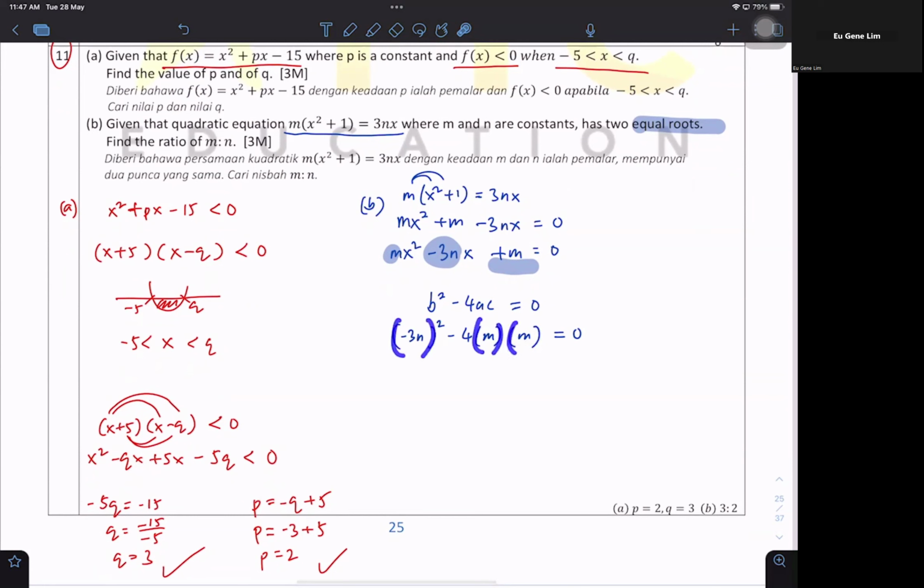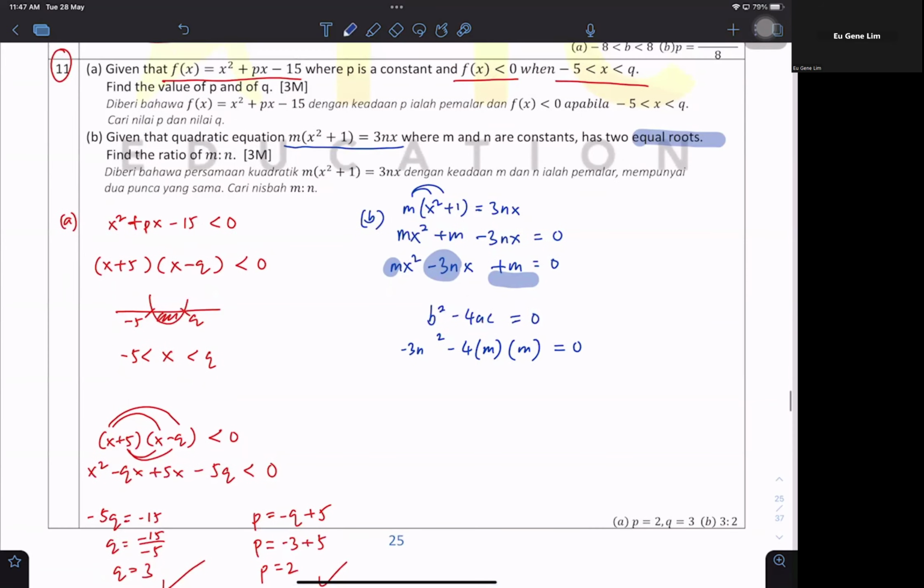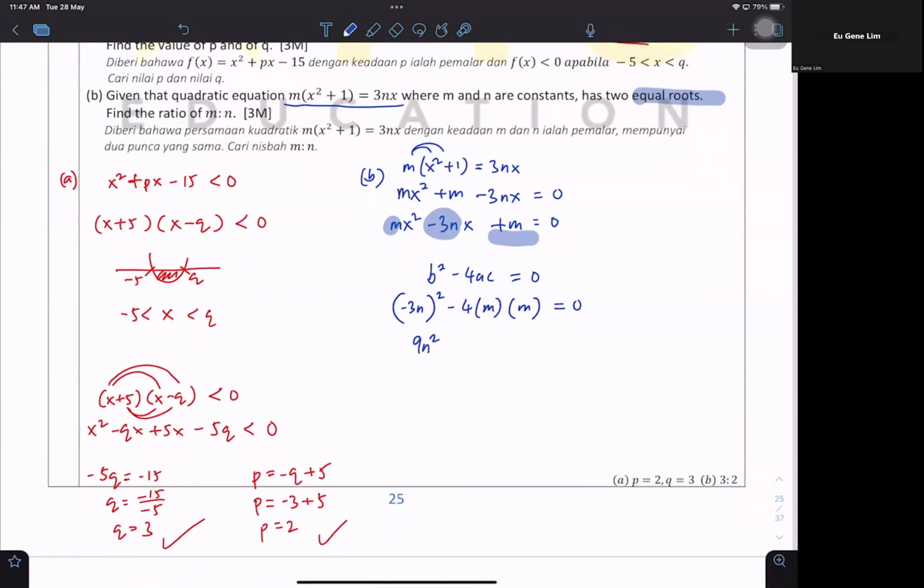please use bracket. Always use bracket for the ABC. I tell you, if you don't use bracket, confirm wrong. If you don't put bracket, negative 3n power 2 like this is wrong. It's actually negative 3n, bracket the whole thing, power 2. So it becomes 9n squared. That's why every time you substitute the ABC into the formula, you must use bracket. Okay, minus 4m squared.